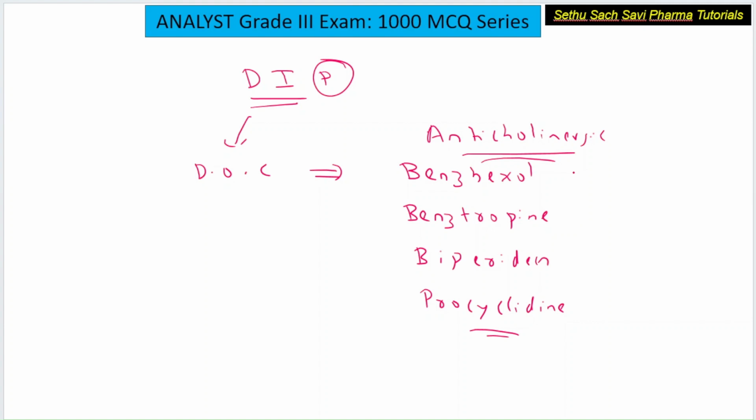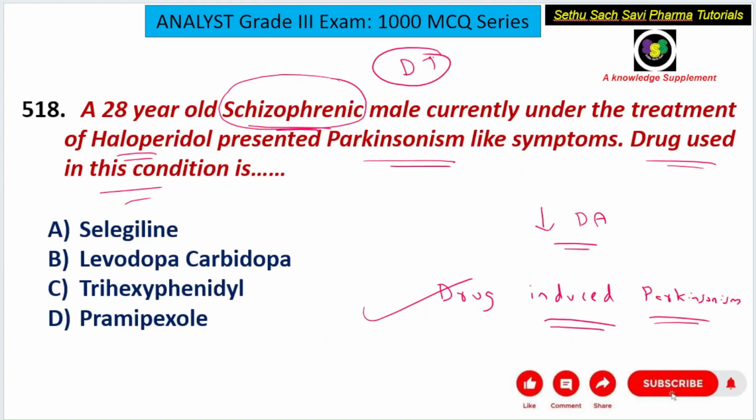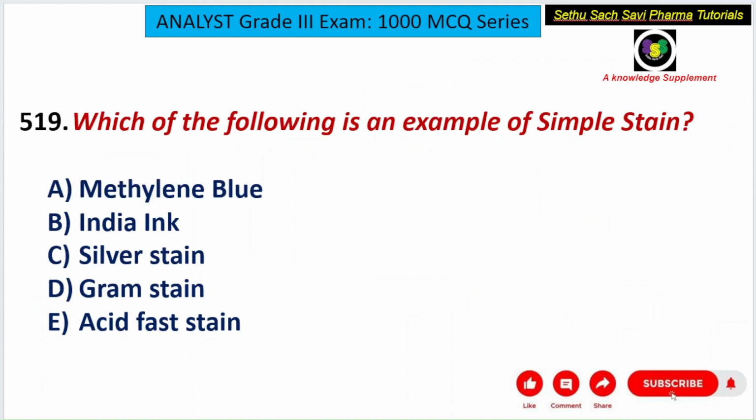So let's look into the choices to see whether any of these is there. A choice, salicylic; levodopa carbidopa; trihexyphenidyl; pramipexole. There is no such drug in A. What is the correct answer? Yes, trihexyphenidyl is also called benzhexol. Benzhexol is also called trihexyphenidyl. So the correct answer for this question would be C choice. The anticholinergic drugs benzhexol, benztropine, biperiden are the drugs of choice for drug-induced Parkinsonism. I hope it is clear. Let's move on to the next question.